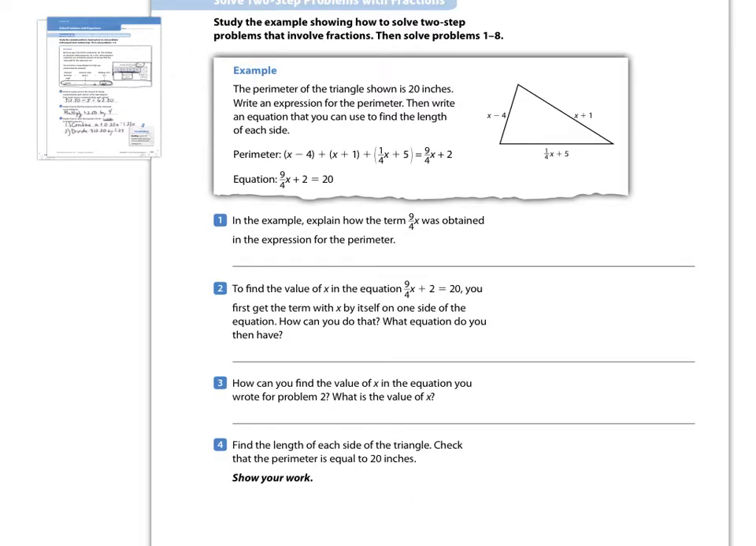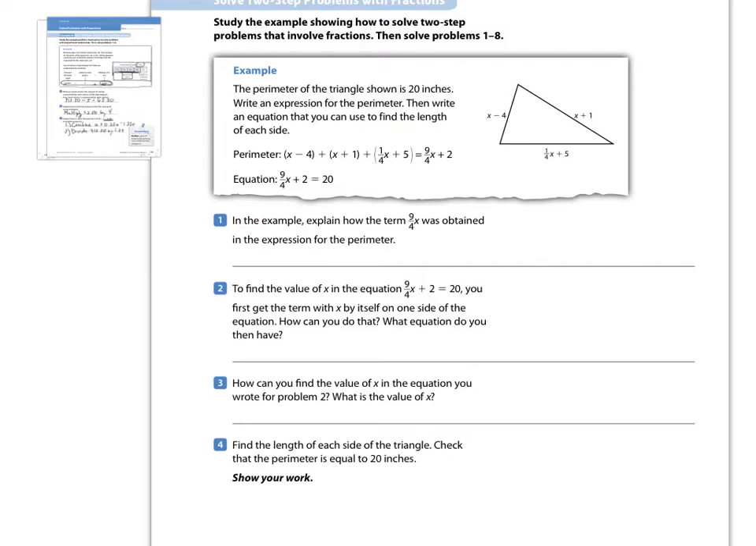Okay, now folks, what I would advise you to do, if I'm going too fast on this video, the video has a pause button. Pause it to help yourself catch up, to help yourself think about what I am trying to show you. So, looking at the next page, we're given a triangle with a perimeter of 20 inches.